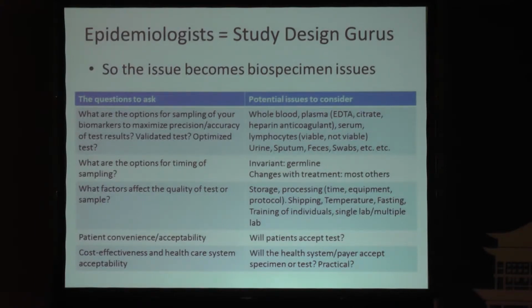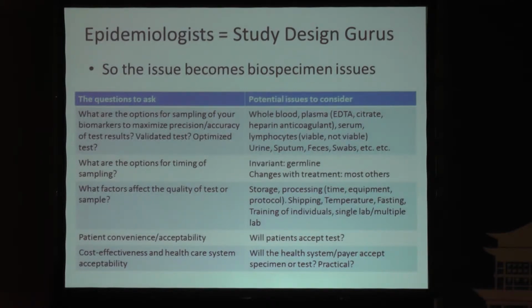What are the options then? Another question to ask is, what are the options for the timing of the sampling? It may be that in some cases you don't care about when you collect the specimen because it doesn't change over time. But in many other cases it does. And in cancer, for instance, even in tissue, you need to know if you're interested in germline tissue or regular tissue or the tumor tissue. Some markers are only found in one and some are only found in the other.